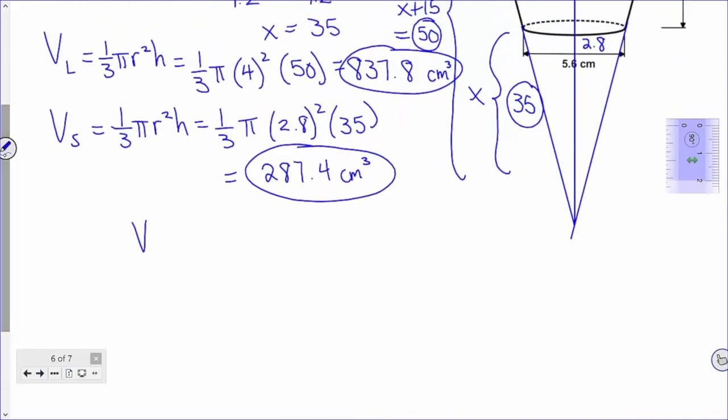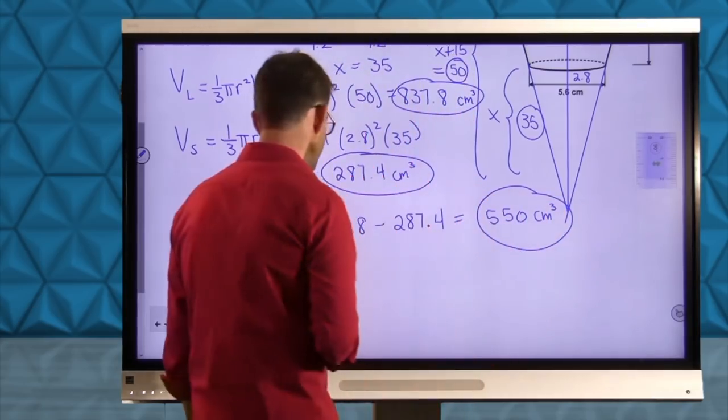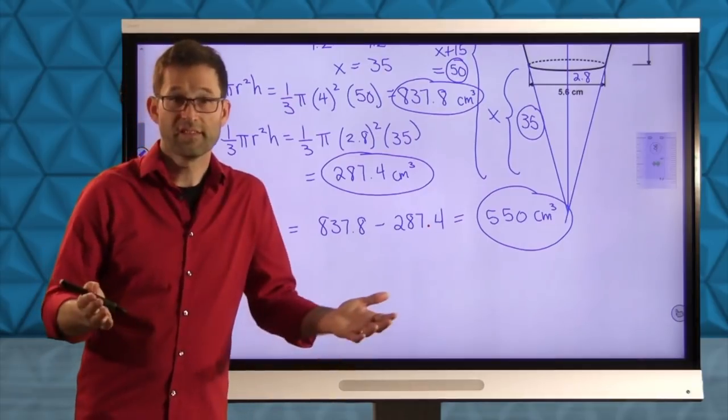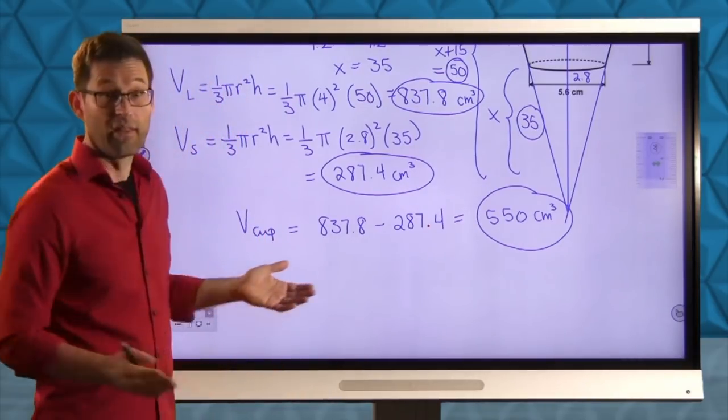So the volume of the cup is 837.8 minus 287.4. All right, and that gives me 550 cubic centimeters, rounded to the nearest cubic centimeter. Yeah, and that's it. Literally, that's it.